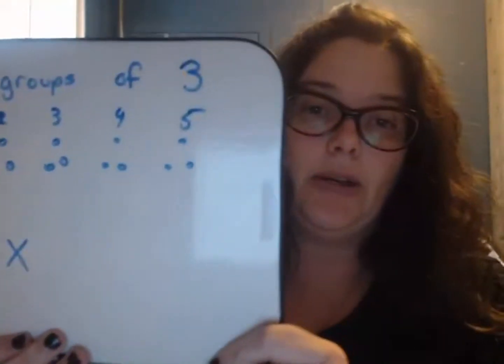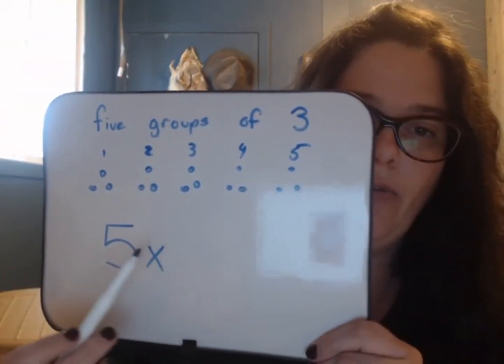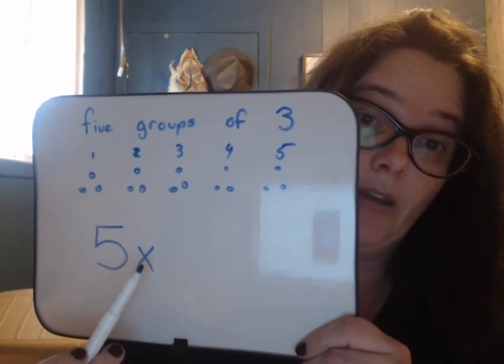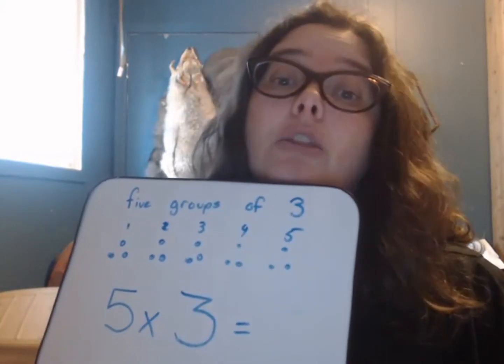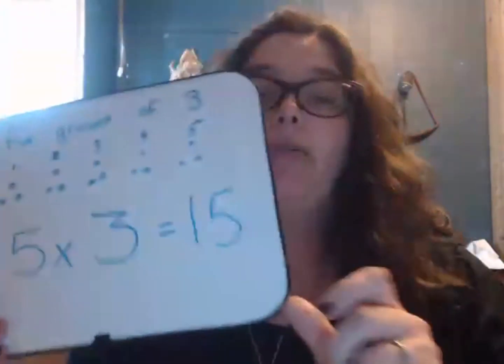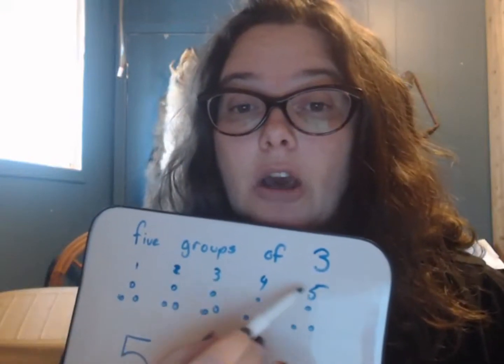So I've got my groups drawn out, and now I'm going to think about putting it into a number sentence. I have 5 groups, so my first number is going to be 5. I have 5 groups of something, so it's 5 times something. We know it's a times question, it's multiplication. So we have 5 groups, and we look at how many are in the group. We have 3. Our multiplication sentence for this question would be 5 times 3, which is the same as 5 groups of 3. And from there, we can count up quickly to find the answer, which is 15.